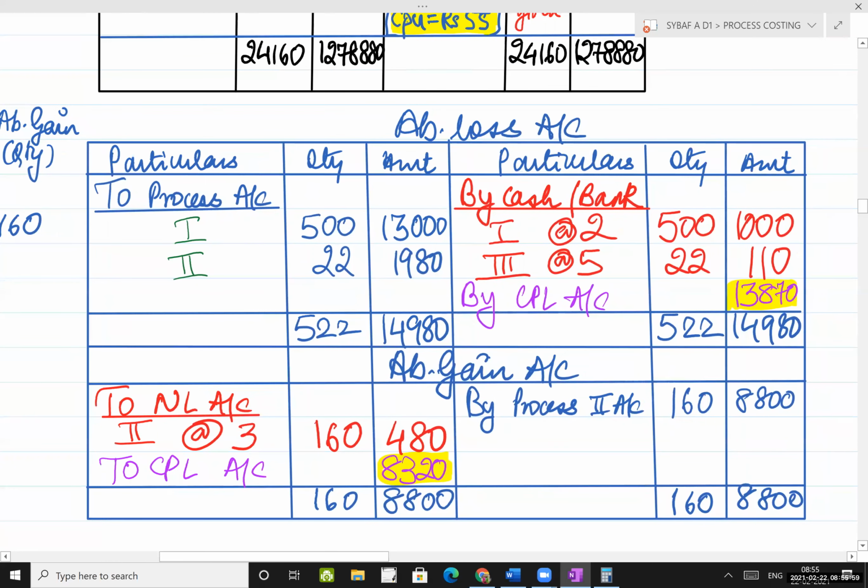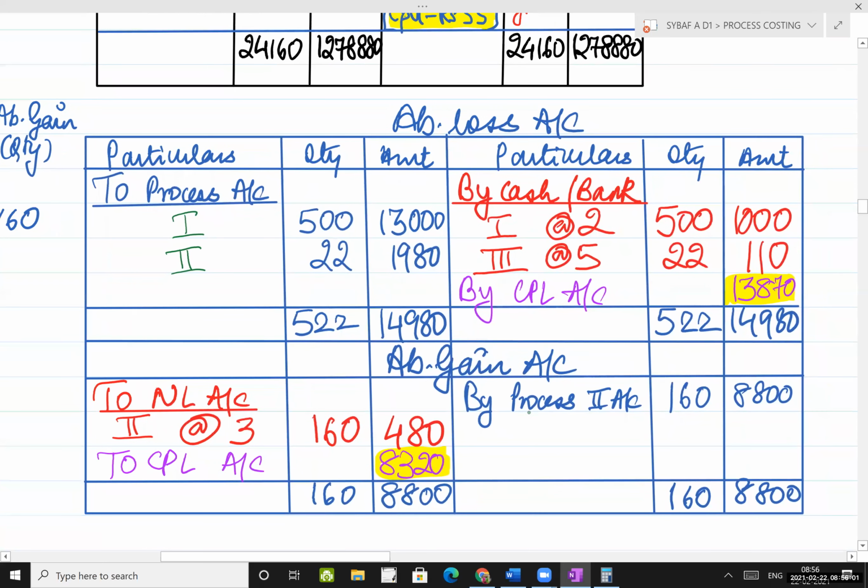Same way for abnormal gain. The first effect was on the debit side, so the second effect will be on the credit side. Process 2. Okay, abnormal loss was in process 3. Sorry, process 1 and 3. Process 2 is abnormal gain. Give the second effect.